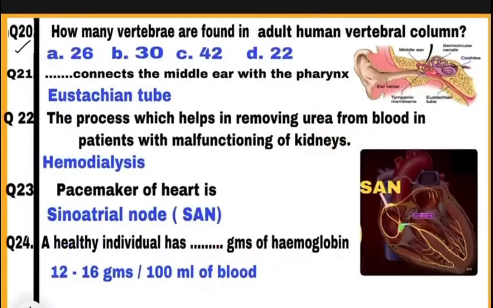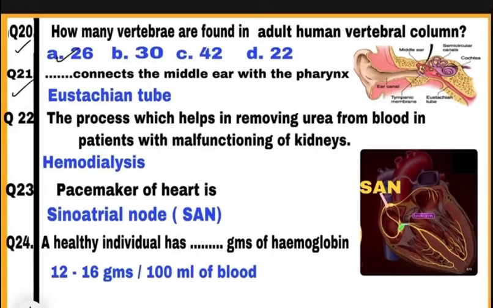Clear? Question 20. How many vertebrae are found in the adult human vertebral column? 26 vertebrae are found in the adult human vertebral column, which includes 7 cervical, 12 thoracic, 5 lumbar, 1 fused sacral and 1 fused tailbone.